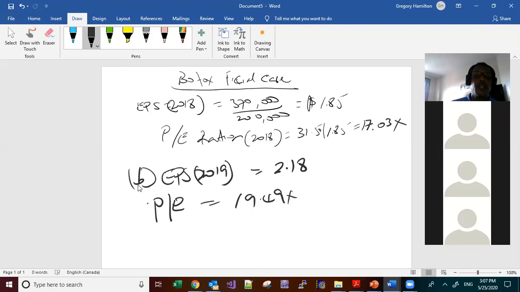Remember, the PE is just price divided by the earnings per share. So those are the two factors that are going to affect it.